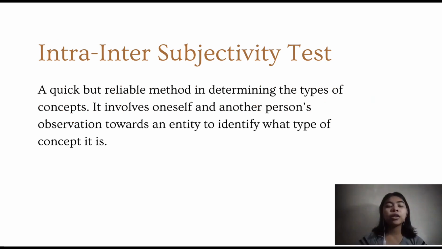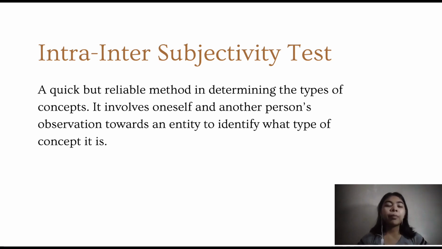So to test whether these entities really belong to this concept or not, we have what we call the intersubjectivity test. It is a quick but reliable method in determining the types of concept. It involves oneself and another person's observation towards an entity to identify what kind of concept it is. So, for example, if I believe this entity is empirical because I can see it and I can touch it whenever I want to observe it, it passed the intrasubjectivity test.